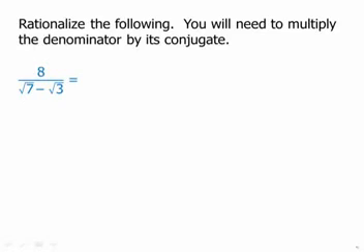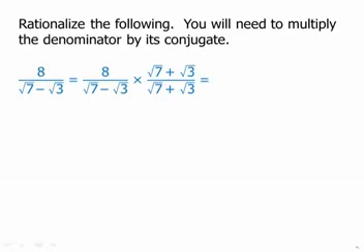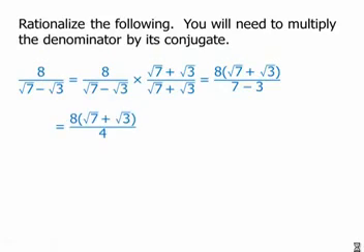Okay, so we have a root 7 minus root 3. And so what we're going to need to do is multiply that denominator by a root 7 plus root 3. So we have to multiply root 7 plus root 3 over root 7 plus root 3. Multiply by the same thing over itself. In the numerator, I'm not going to distribute just yet. In the denominator, I get the difference of the squares, which is just 7 minus 3. 7 minus 3 is 4.